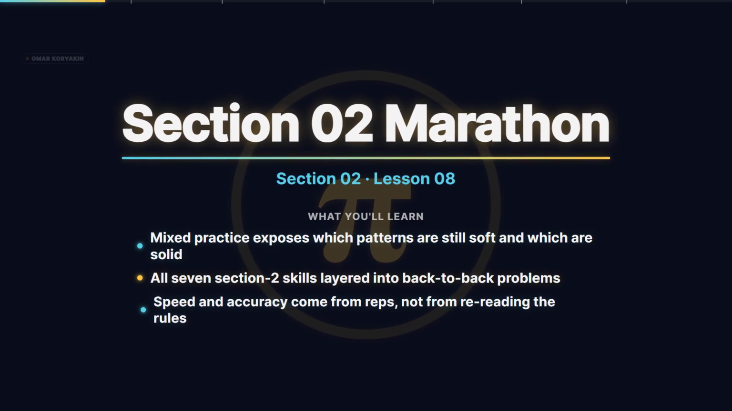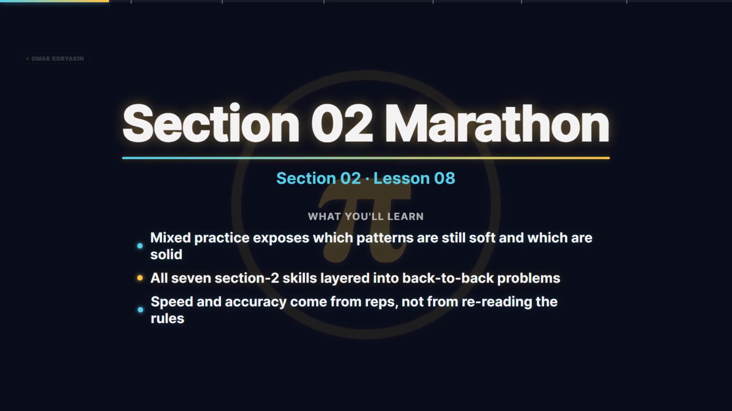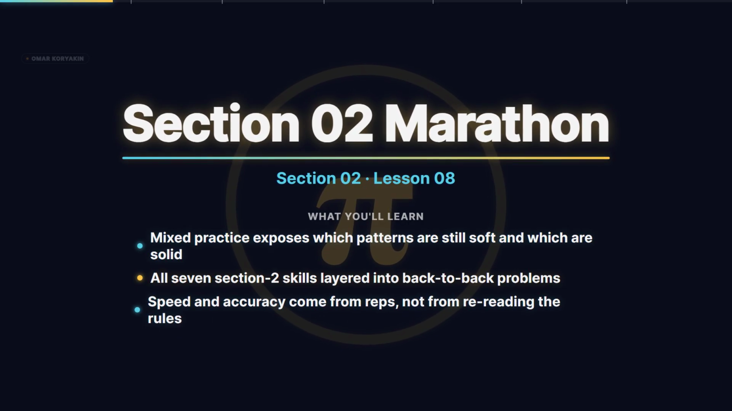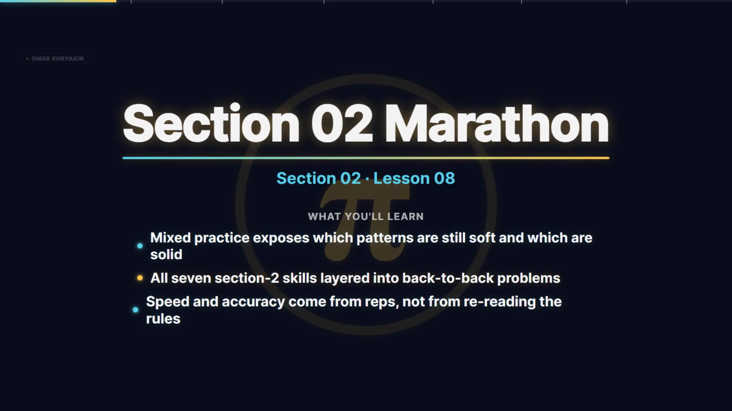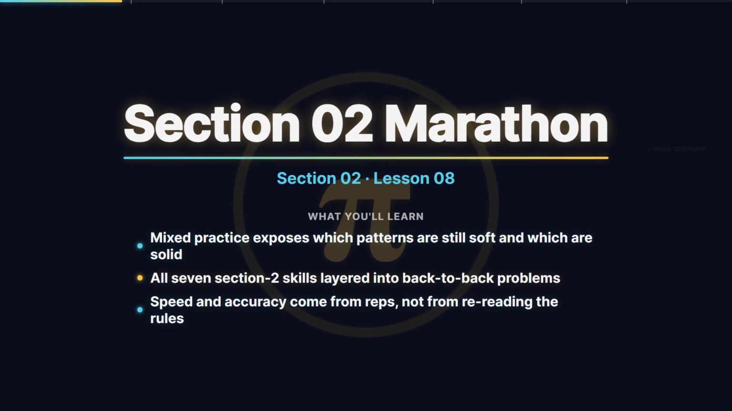Third idea: speed and accuracy on mixed problems come only from reps, never from rereading the rules. The rules are short enough that an hour of careful reading covers all 7 skills. The fluency that lets you solve a mixed problem in 30 seconds rather than 3 minutes comes from 40 or 50 practice problems spread across the next week of homework. The marathon today is a starter set. Commit to working a similar mixed set on your own time over the rest of the week, and the Section 2 material will lock in as automatic background knowledge that the rest of the algebra course can build on without conscious effort.